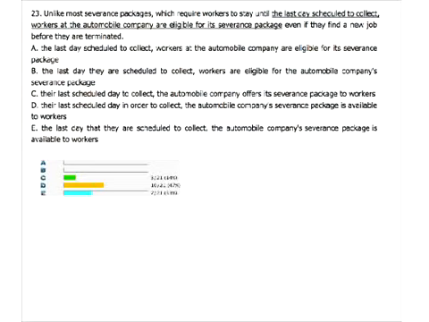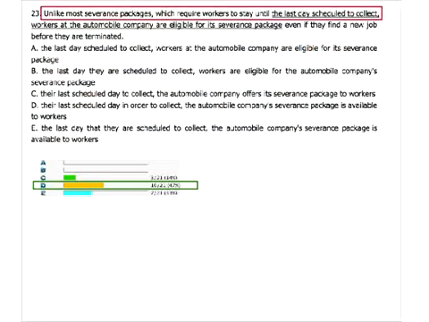Pretty strong majority in favor of D. Let's go ahead and take a look. Correct answer is D. Let's see why. But first of all, you've got "unlike most severance packages." Notice that the rest of this is part of the modifier as well, because "which" is referring to severance packages. So all of that is one giant initial modifier.